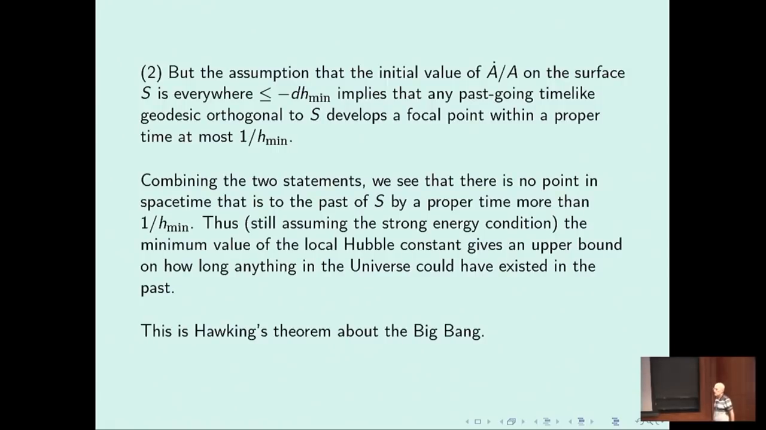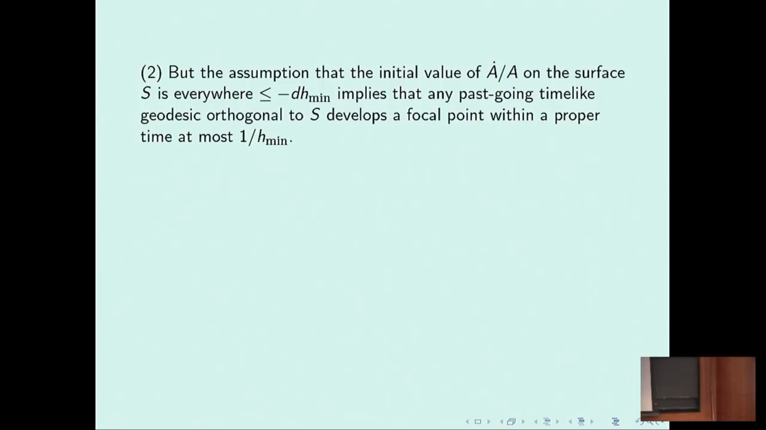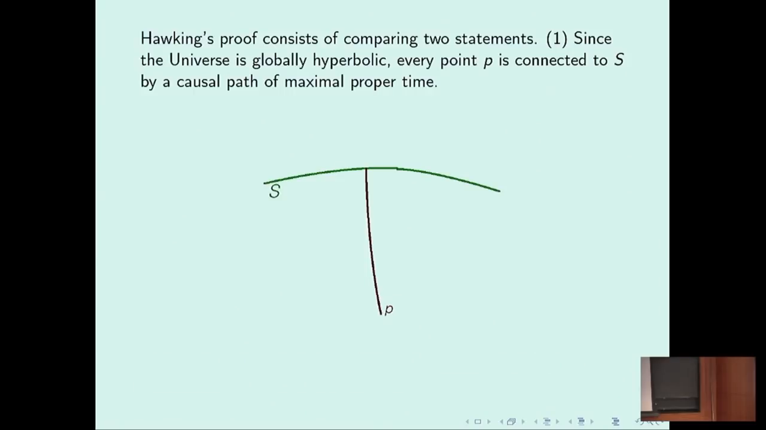Sorry, could you mention again why this is not just a coordinate singularity? Let's compare the two statements. We compare two statements. The first statement: every point P is connected to S by a causal path of maximal proper time. That was the first statement. The second statement shows that that path of maximal proper time cannot have a length more than 1 over h min. So we've proved that every point is a time no more than 1 over h min to the future of S. Any other questions?